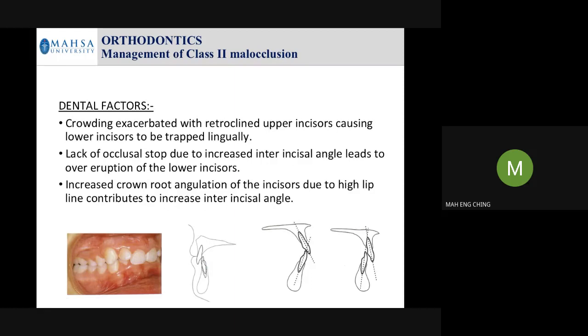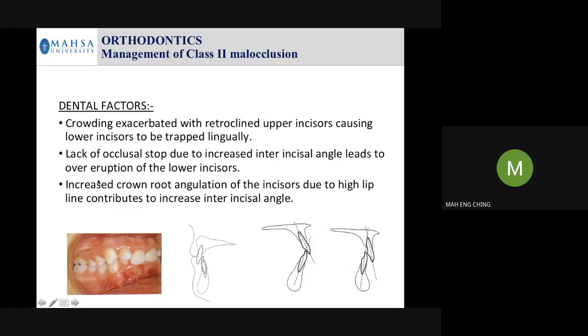So dental factor: the patient can have crowding, exacerbated by the retroclined upper incisor, causing the lower incisor to be trapped lingually. So imagine the upper incisor retroclined, like in the bottom right picture. If the upper incisor is retroclined, then we will push everything backward, causing the crowding on the lower teeth also. So the lower teeth will be trapped lingually, and you can see the lower incisor crowding, which is very common for Class 2 Division 2.